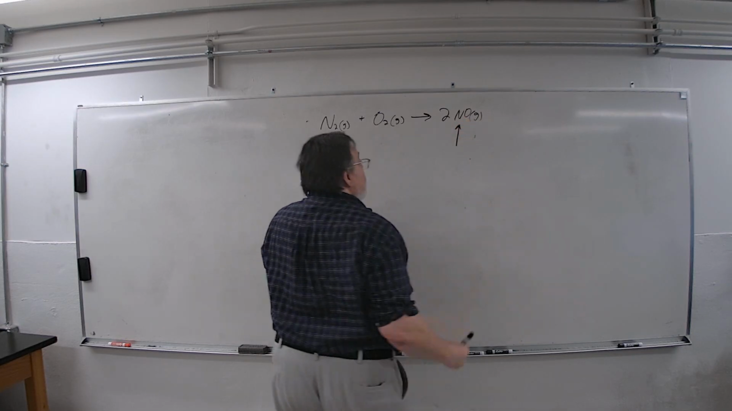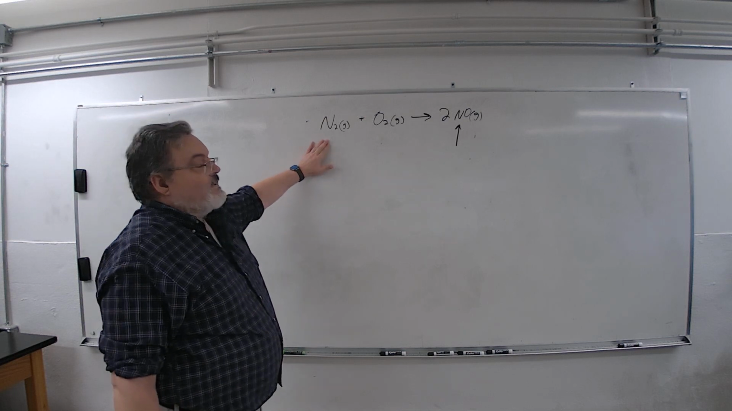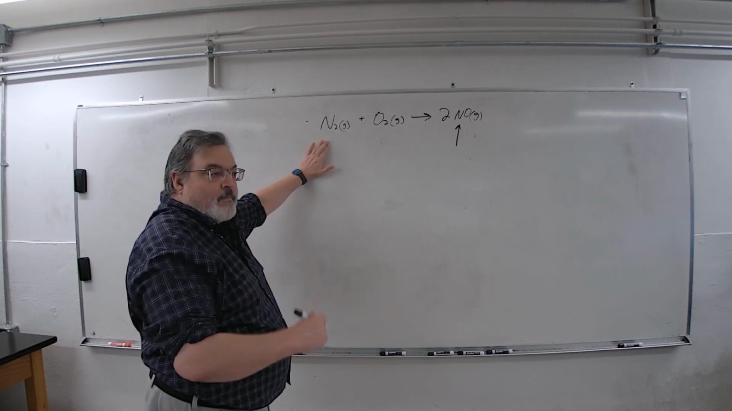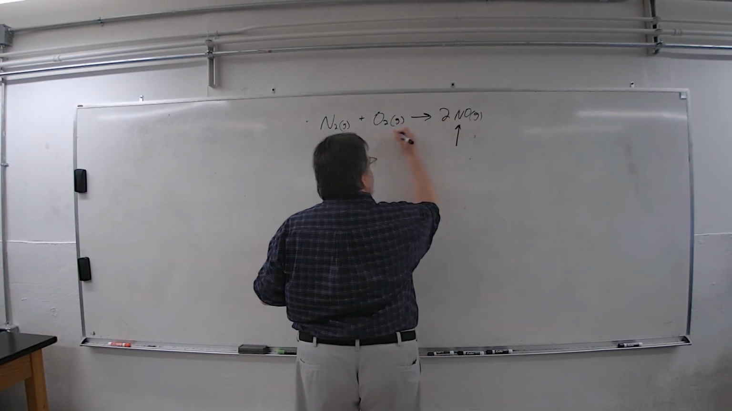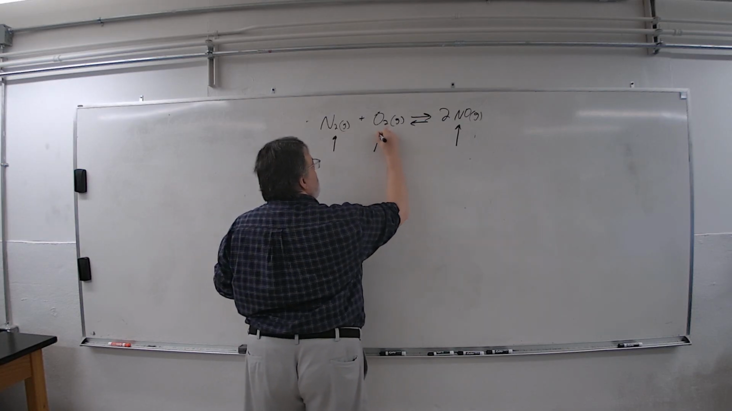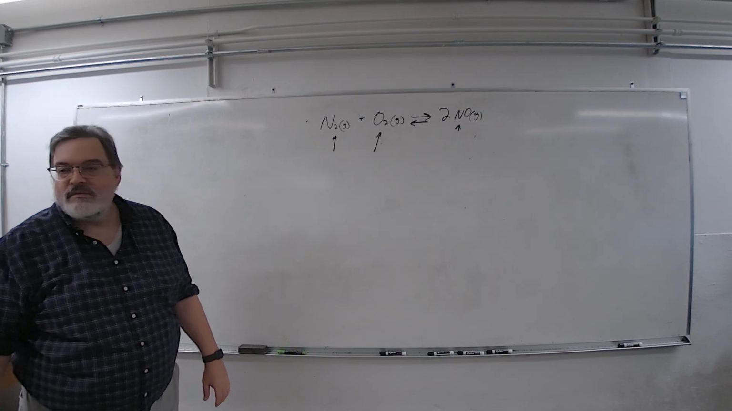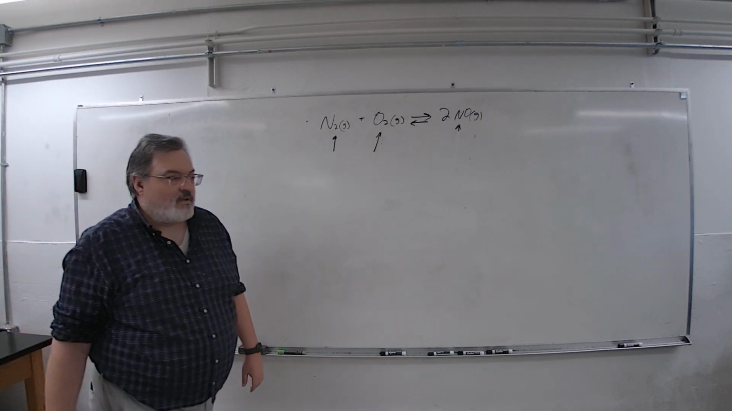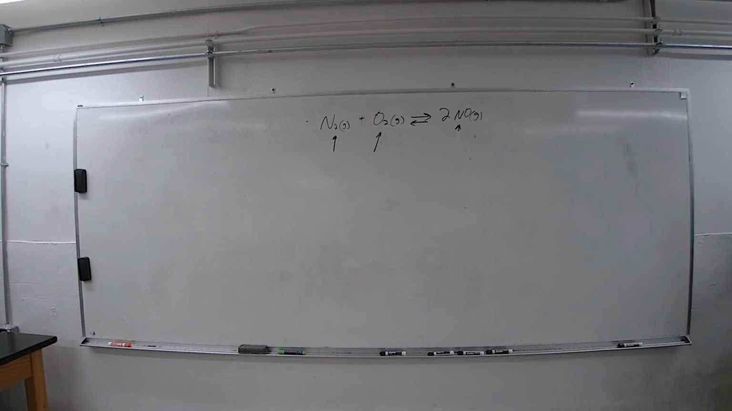If I increase that, when things get back to equilibrium, will this have increased or decreased? Increase. If I increase this, we're going to shift that way. So this will increase, and this will remain just a little bit increased from where it was. Wouldn't the N2 decrease? Say it again. The N2, wouldn't that decrease?